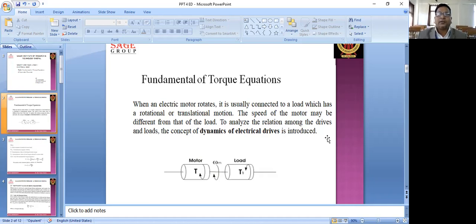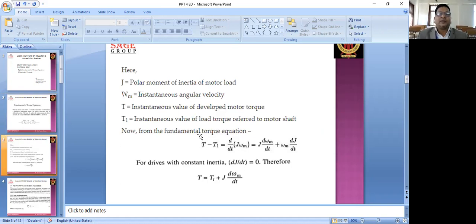Here in the diagram, this one is the motor, with torque T and speed omega m, and this one is the load, with torque TL, always opposite to the motor torque. Here J is the polar moment of inertia of the motor and load, omega m is the instantaneous velocity, T is the instantaneous value of developed motor torque, and TL is the instantaneous value of the load torque referred to the motor shaft.